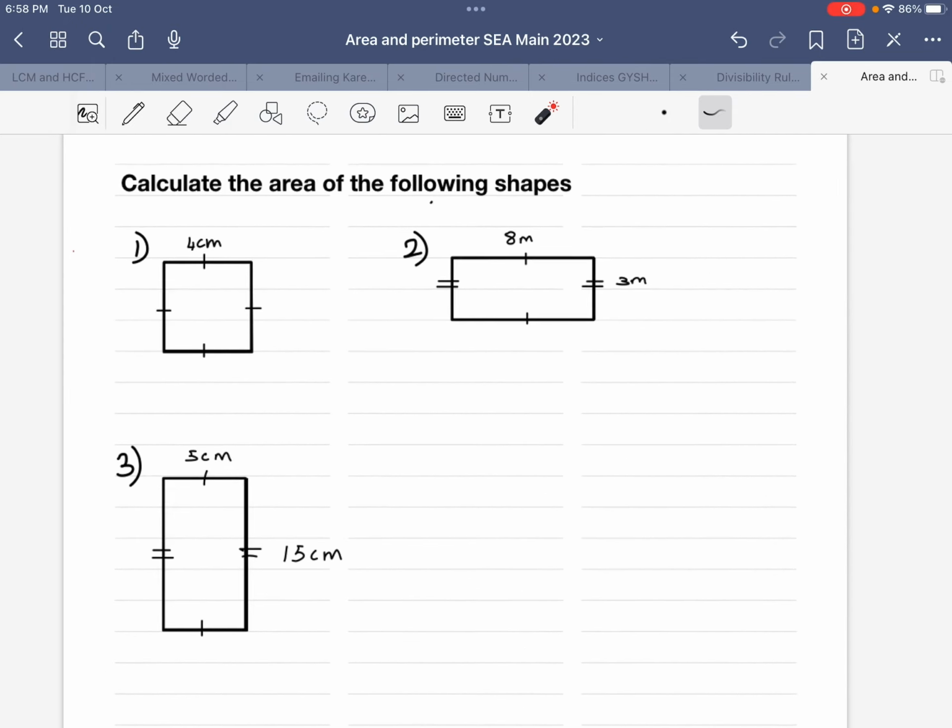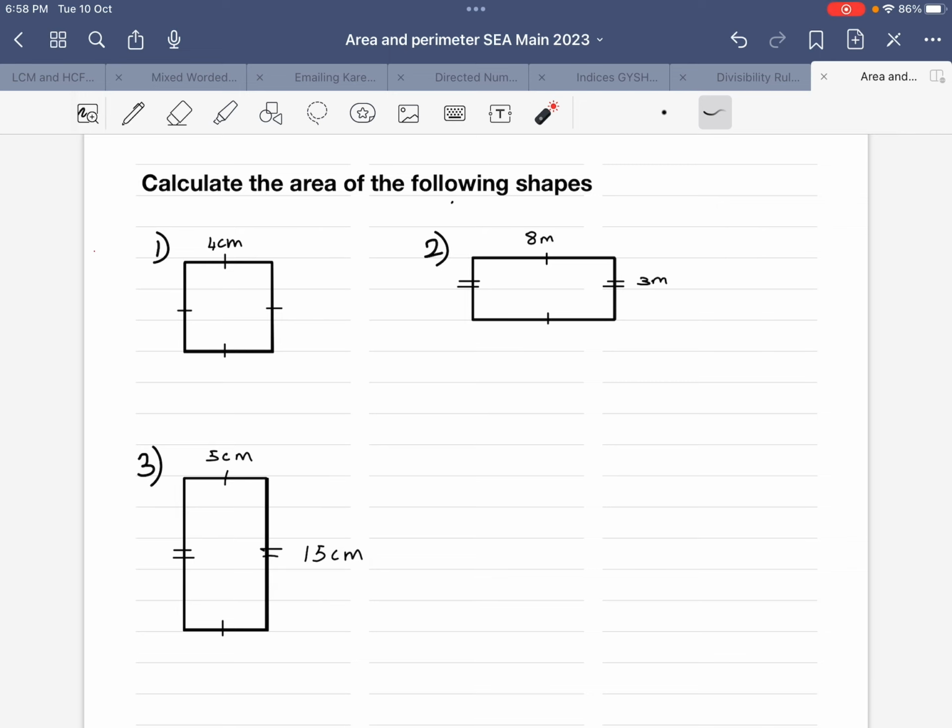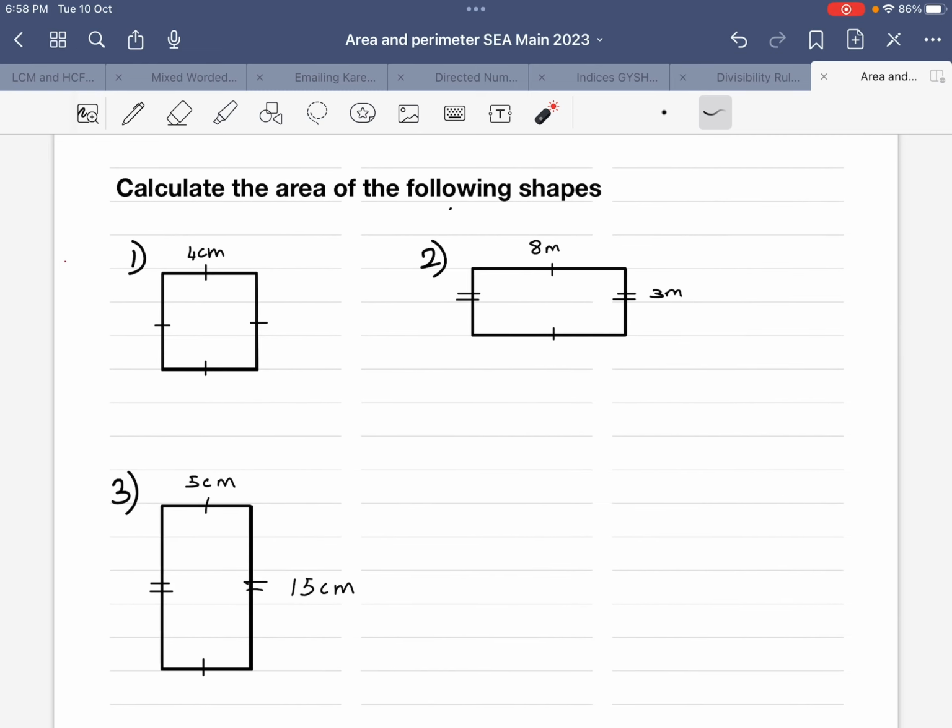Here we have some area questions. So I hope that you took down the formula for area. You can pause the video now and attempt these questions. Okay, let's take a look at number 1.